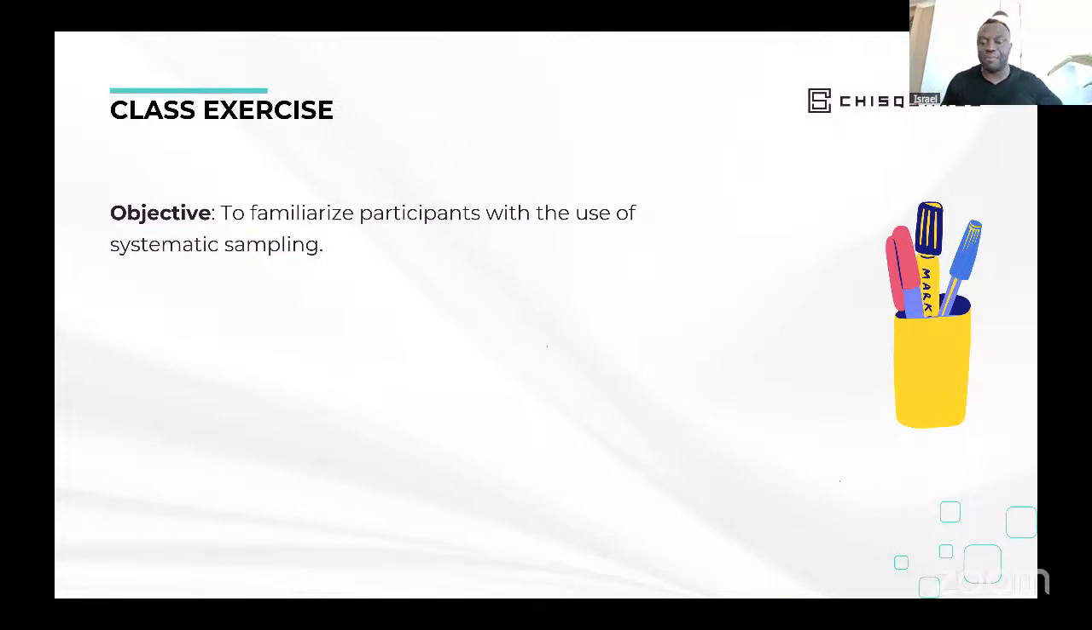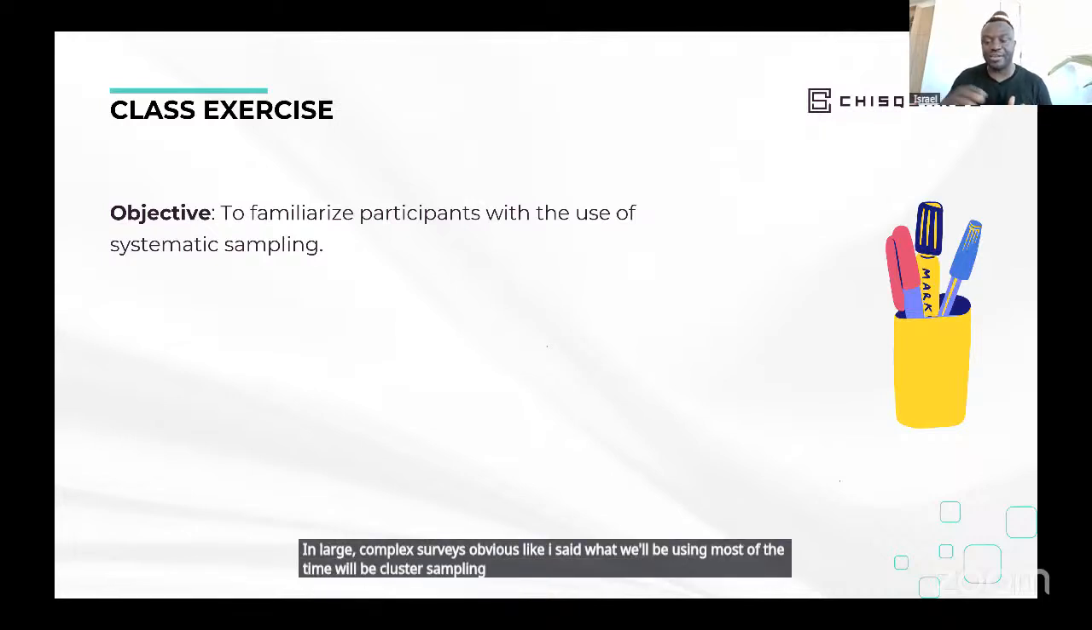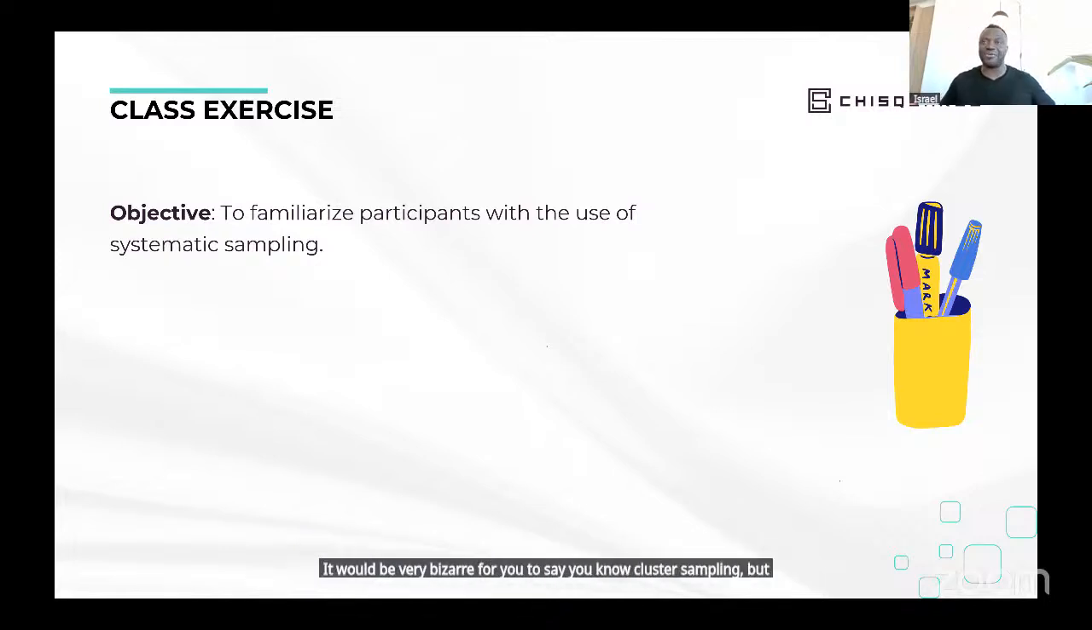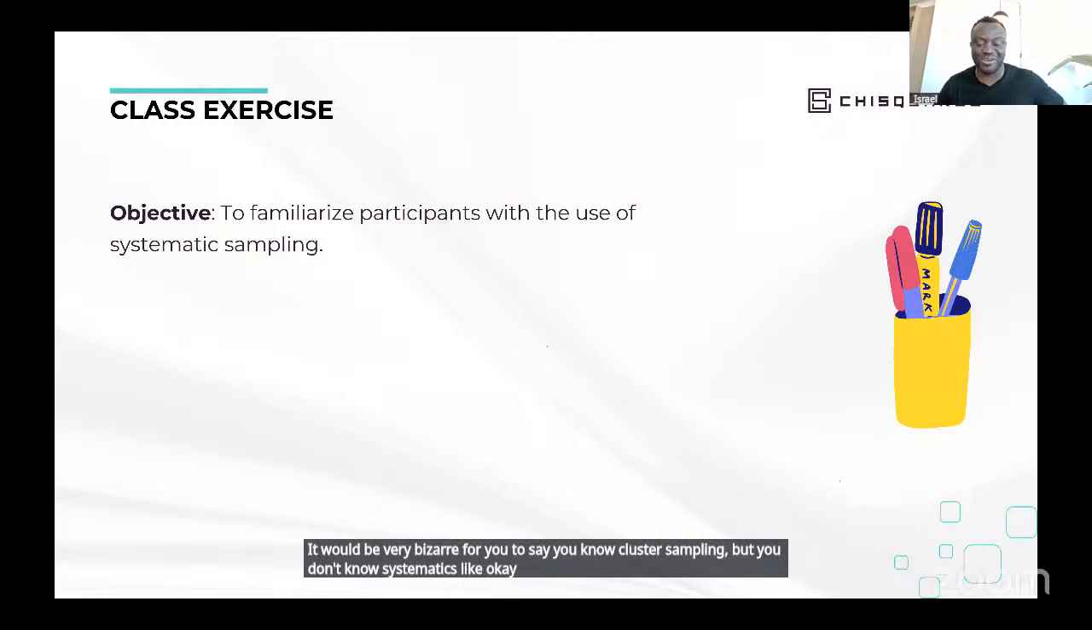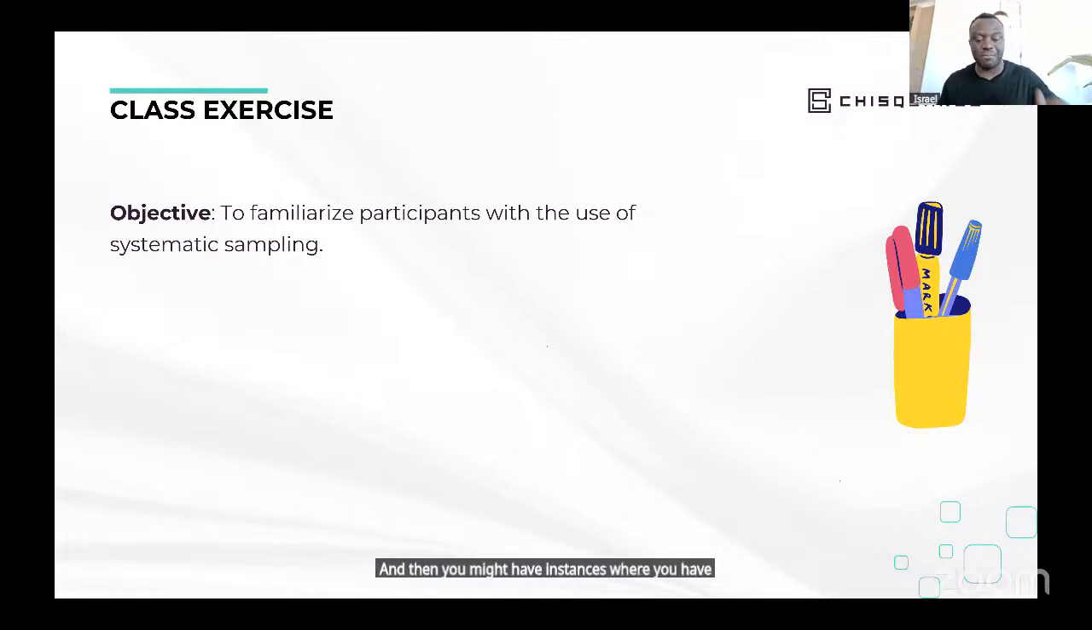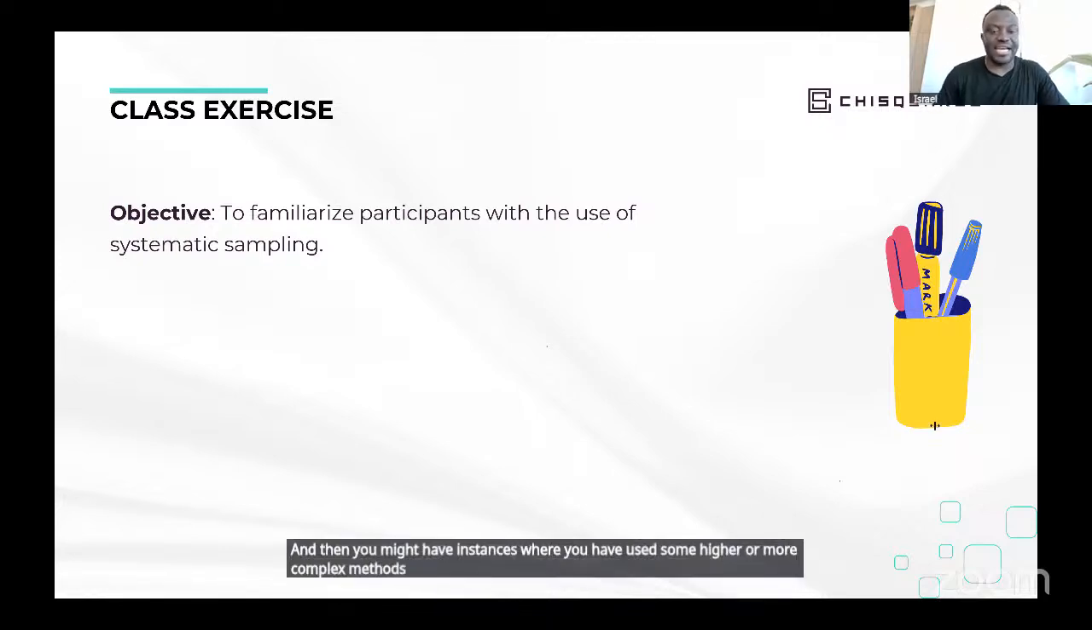In large complex surveys, like I said, what we'll be using most of the time will be cluster sampling, which we'll cover in weeks 2 and 3. But you still need to have a very solid understanding of the basics: simple random sampling and systematic sampling. It would be very bizarre for you to say you know cluster sampling, but you don't know systematic sampling. You have to know all of these techniques, because you might have instances where you need to use systematic sampling, and instances where you have to use more complex methods. So let's understand our data sets.